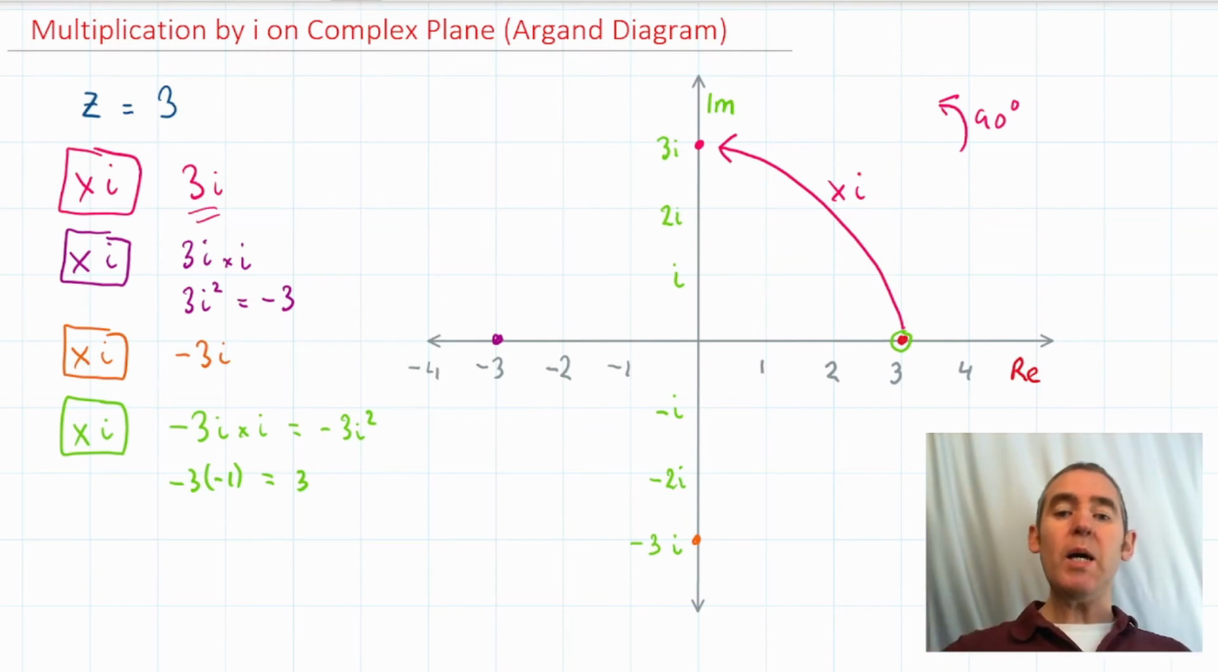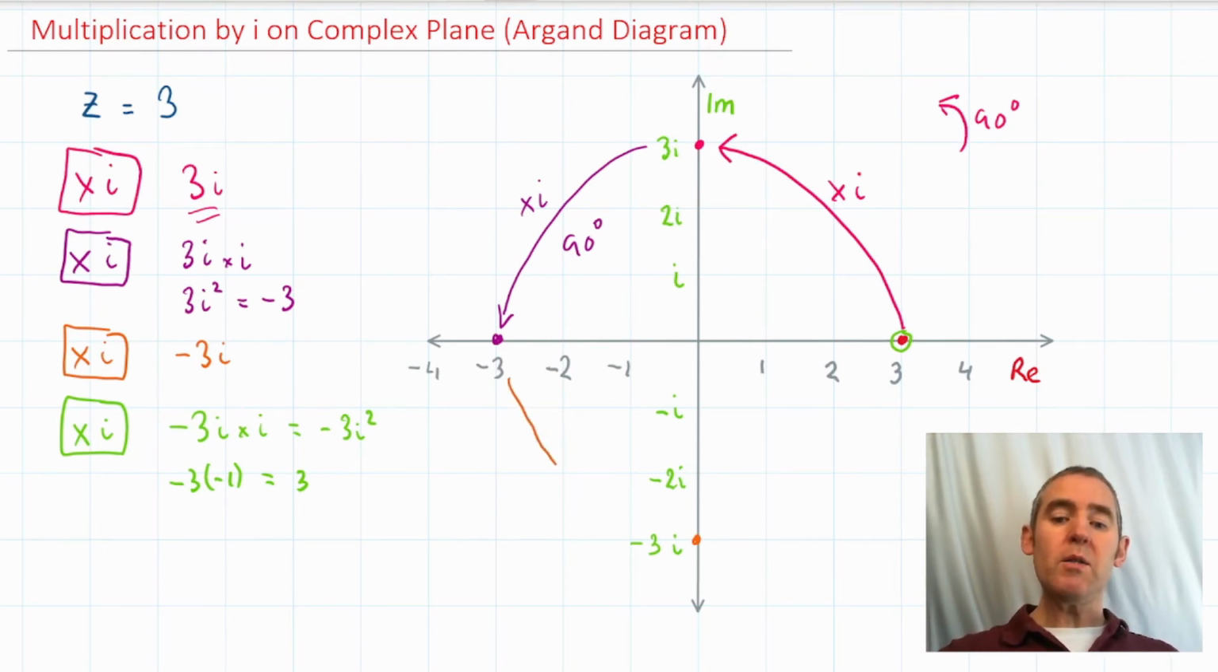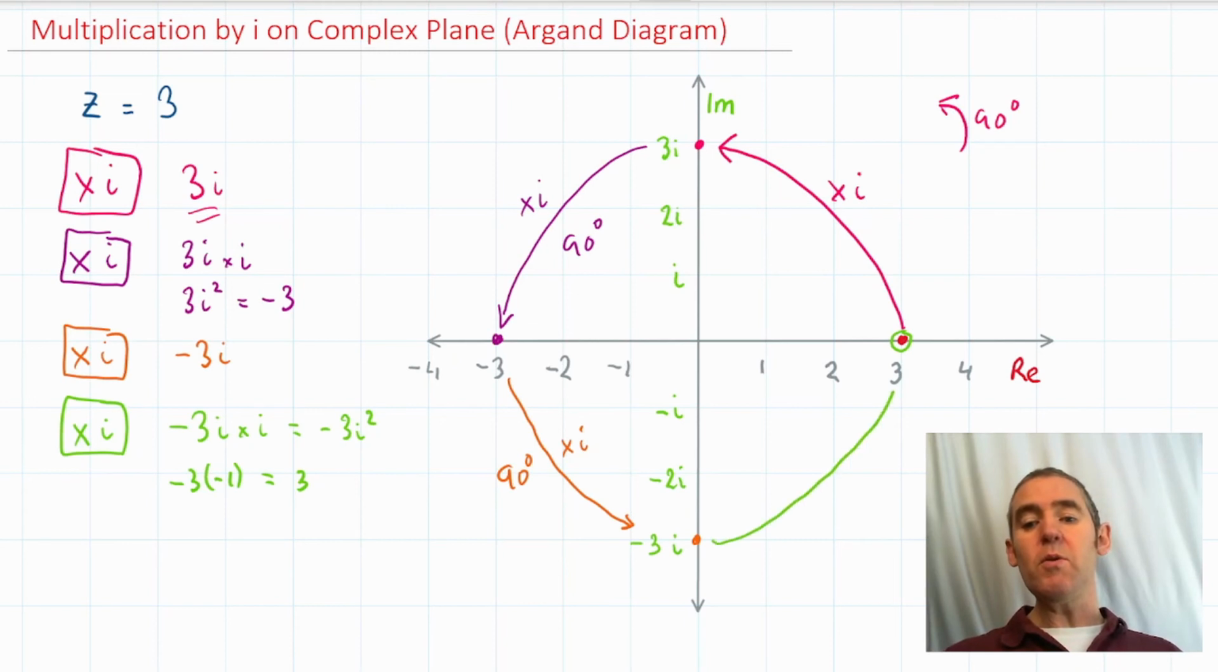If we then multiply by i again, we're rotating that by another 90 degrees. So we're multiplying by i, but we're also rotating by another 90 degrees. Another rotation from minus 3 to minus 3i is 90 degrees again. We're multiplying by i. And then our last rotation is, if you multiply again, we're going to go back to our original point. So we multiply by i.